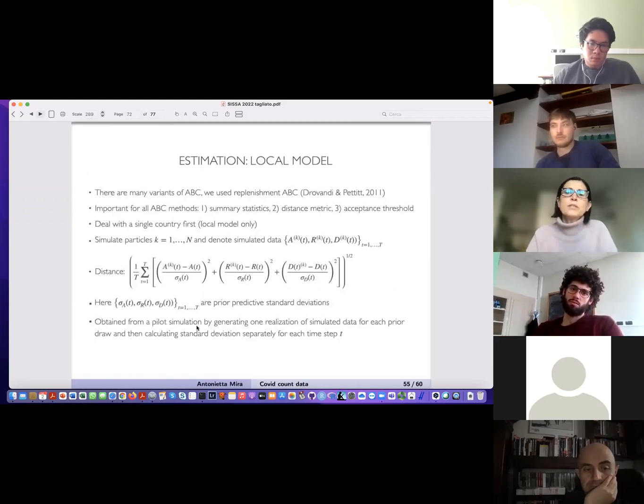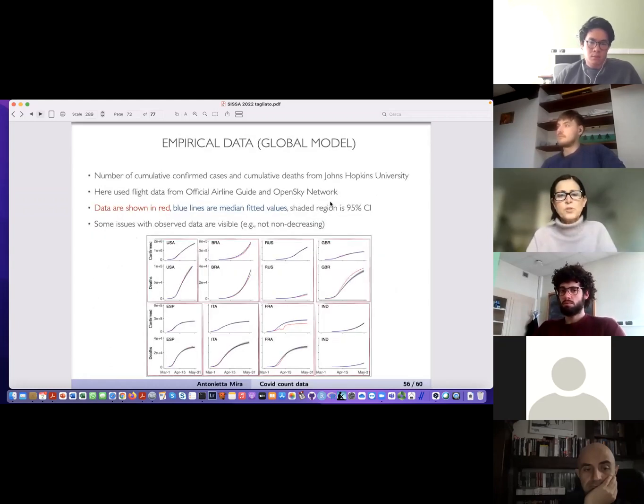Again, we estimate the model, this time using the replenishment ABC, again by Drovandi. I'm not going to go into the details of the ABC model. I'm just going to show you how the model fits for each country. So here you see the US. The first plot is the confirmed cases. The second plot is the deceased. In red, you have the data. In blue are the fitted values, and the shaded regions are the 95% confidence interval.